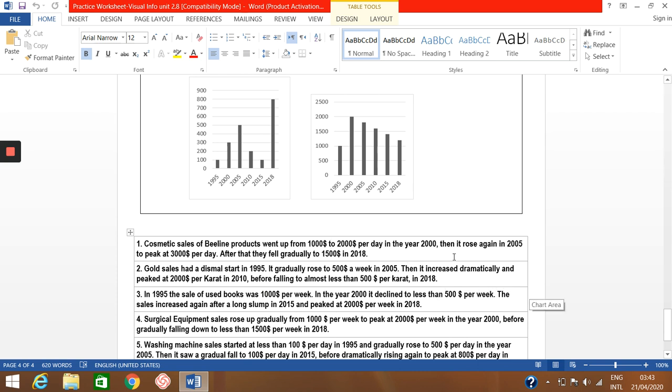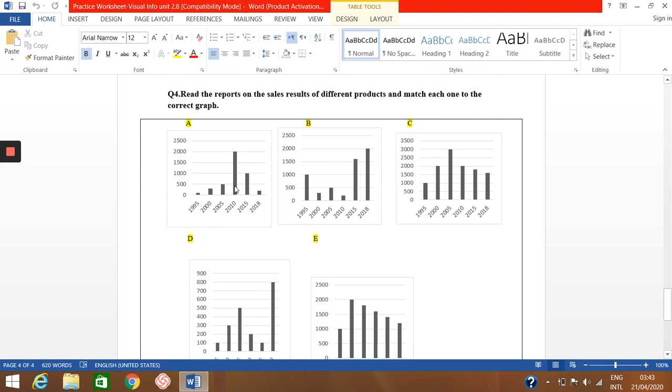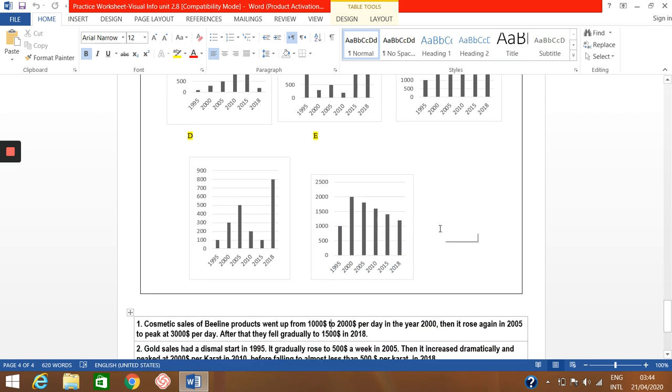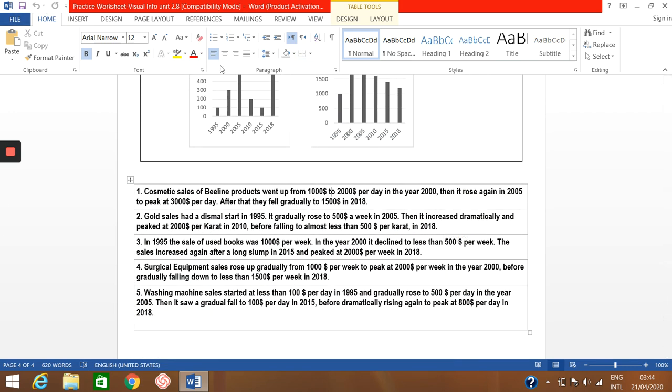For example, then it rose again in 2005, to peak at 3,000. To peak means to reach the highest point. 3,000, yes, to peak here. If you look, this to peak means to reach the highest point here, to peak at 3,000. Okay, then what happens after that?